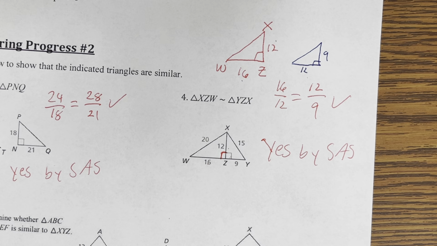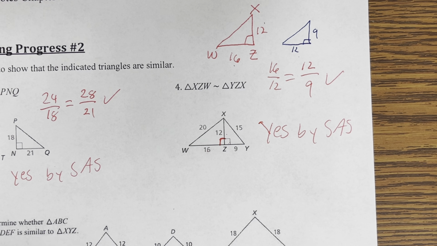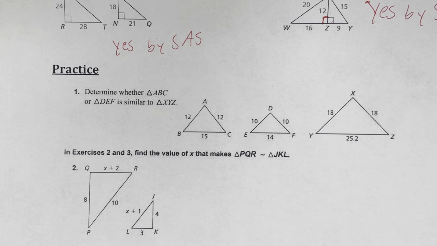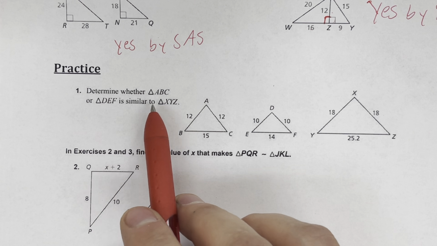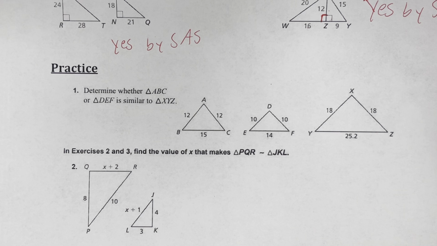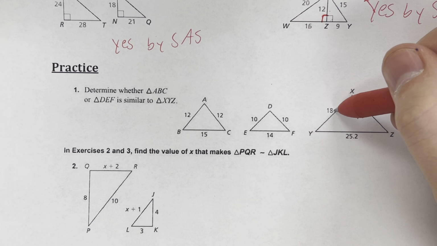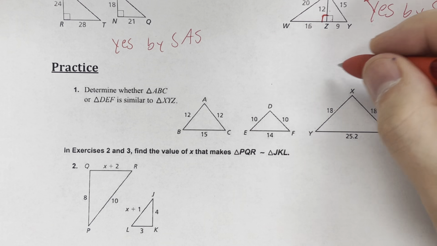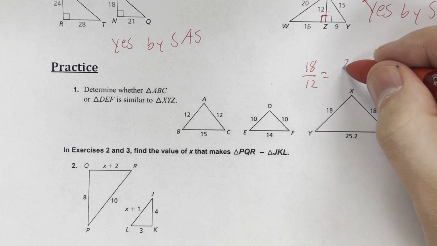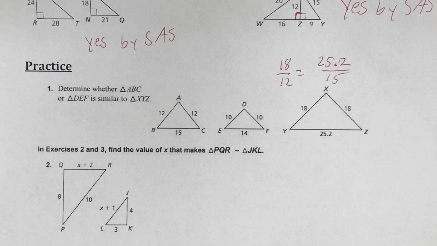Right there. So they were indeed congruent, or sorry, not congruent, but similar by side angle side. And as we move on to the next one, determine whether ABC or DEF is similar to XYZ. So we're checking to see if it's similar to XYZ. So again, I don't know, let's see here. Let's start going this way. So 18 over 12. Have to check and see if that's equal to 25.2 over 15. So again, that's a little bit tougher to check and see.